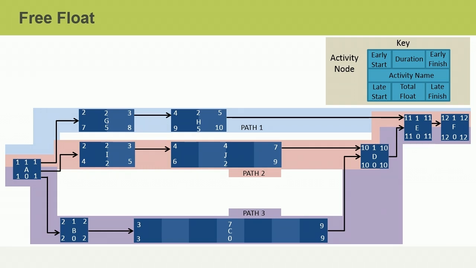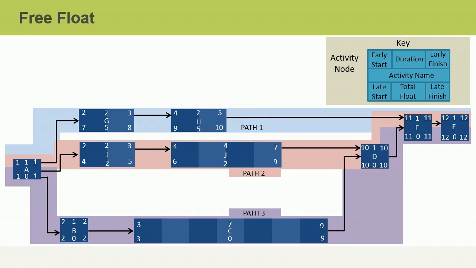Now that you have calculated the free float, let's consider a scenario where you can use it. Let's say that your project has been spending at a faster pace than planned. Activities H, J, and C are using a lot of resources, and you would really like to slow the pace of spending until your cash flow improves at the beginning of next quarter.